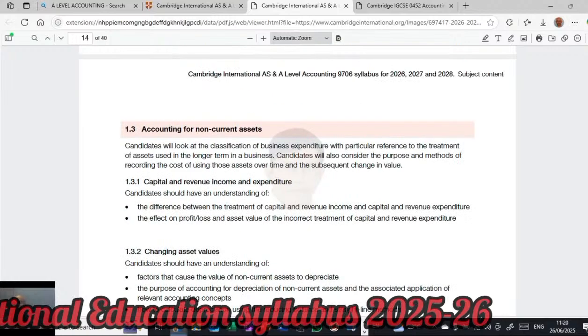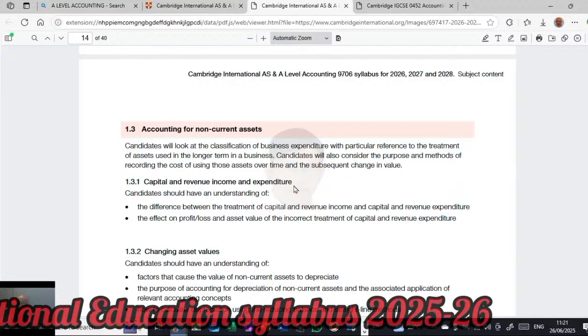So another lesson is accounting for non-current assets. Candidates will look at the classification of business expenditure with particular reference to treatment of assets. So capital, revenue, income, and expenditure. What is the significance of capital expenditure? What do you mean by revenue expenditure? So what is the significance and relevance? The difference between treatment of capital and revenue income and capital and revenue expenditure, the effect on profit or loss and asset value of the incorrect treatment of capital and revenue.